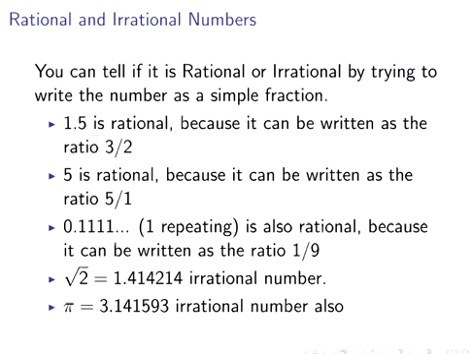a rational number. So 1.5 is rational because we can express that as the ratio 3 divided by 2, where we have two integers there. 5 is rational because it can be expressed as 5 divided by 1. 0.1111, 1 repeating, is also rational because it can be written as the ratio 1 divided by 9.